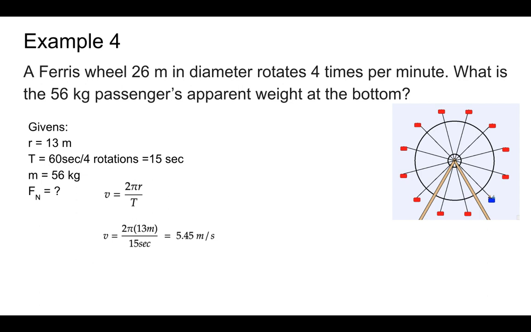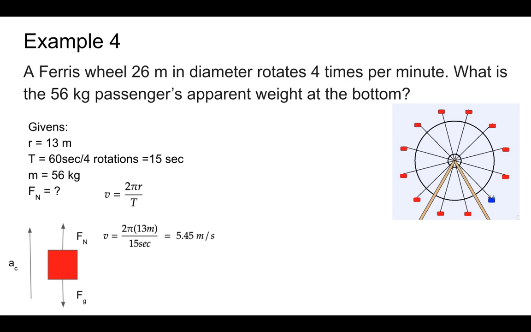So now we can solve for what we're looking for. Let's draw a free body diagram. It looks a lot like the one that we just drew. We have force of gravity down and normal force up, but now we're at the very bottom of this Ferris wheel. At the bottom, notice how centripetal acceleration is now up, because centripetal acceleration is pointed toward the center of the circle. So our centripetal acceleration is upward.